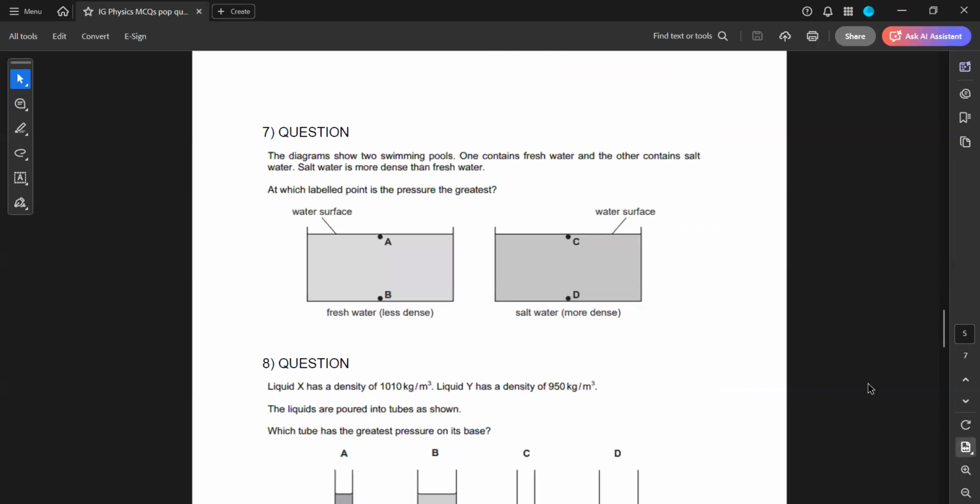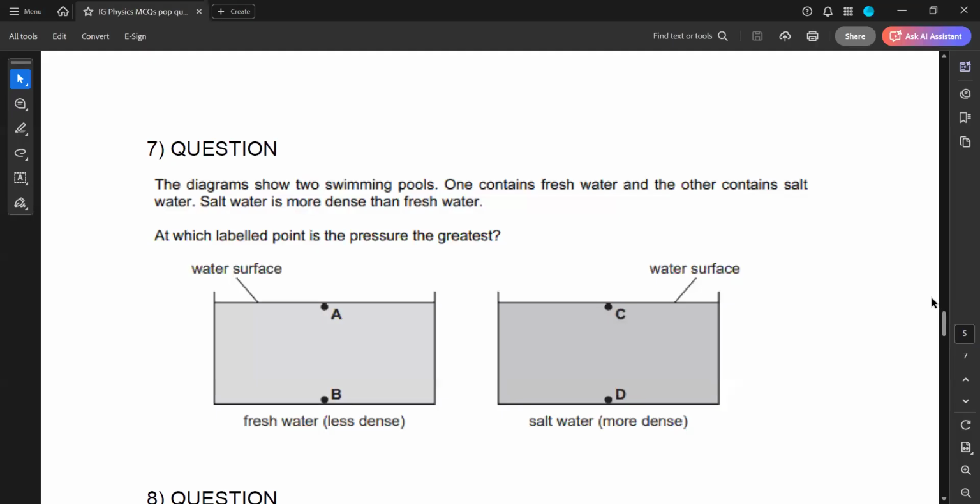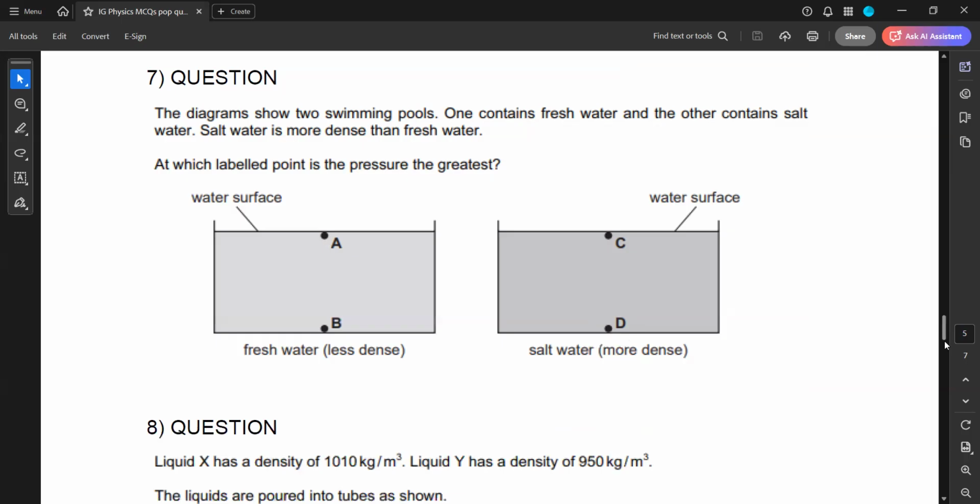Question 7 is related to the diagram, which shows two swimming pools. One contains fresh water, another contains seawater. And we know seawater is more dense than fresh water. At which labelled point is the pressure greatest? Pressure exerted by a liquid depends on the density, gravity and depth. Seawater is more dense, so density will be higher. The deeper we go inside the fluid, the more pressure we experience. At point D, it will experience more pressure because it's deeper as well as in a dense fluid.